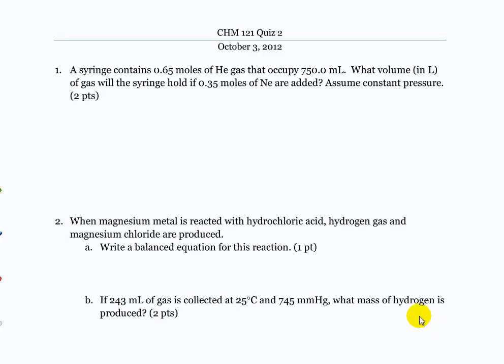All right, let's talk about it. A syringe contains this many moles of gas for this much volume. What volume will the syringe hold if 0.35 moles of neon are added? So this is a V1 over N1 equals V2 over N2 type problem.